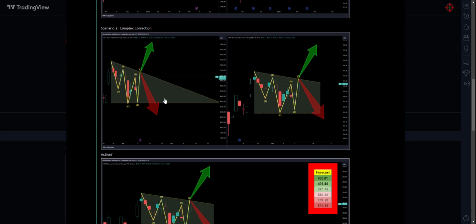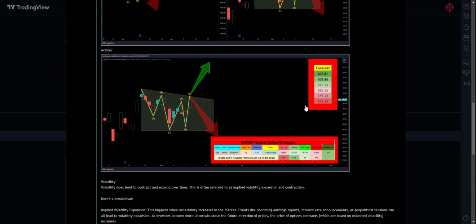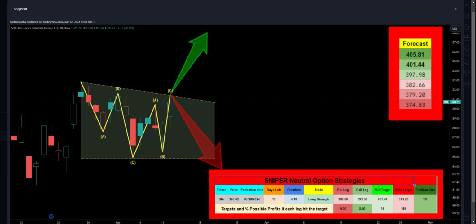However, there is a chance that we are getting involved in a complex correction if you are looking at ABC pattern followed by another ABC pattern, which could lead to another ABC pattern, and we get back to the lower border of this triangle. This is the same thing for DIA. Having said that, let's look at my forecasting system, and if we are going to bet on volatility instead of direction. So based on my forecast model, we are going to have 12 trading days until March 28, which is the last trading week of March.